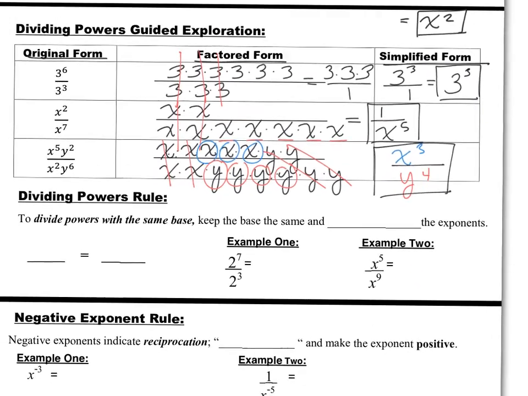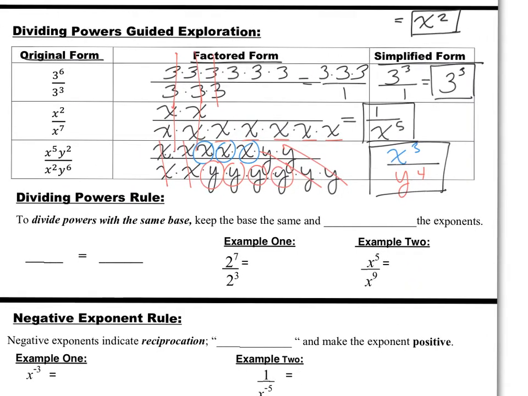Down below here we have a dividing powers rule. When we divide powers with the same base, we keep the base the same. So let's say we have a base of a, and we subtract the exponents.